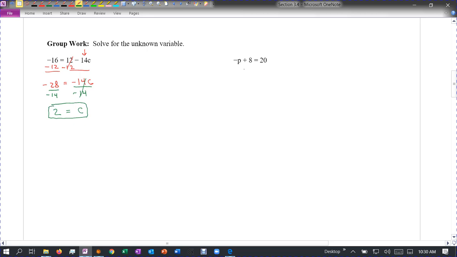Okay, on this one, we want to subtract 8 on both sides. We'll get negative p by itself. Notice there was a negative there in front. Those 8's cancel. And over here we get 20 take away 8, which is 12. And one last step. We want to get rid of this negative in front of the p. So what I'm going to do is divide both sides by negative 1. And that will have the effect of a negative over negative on the left side being positive. And then 12 divided by negative 1 is negative 12.